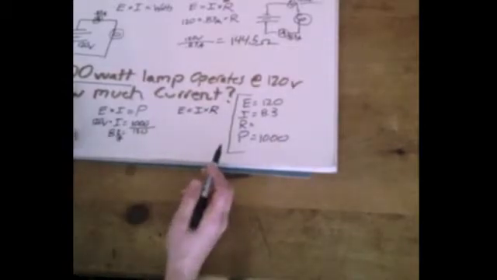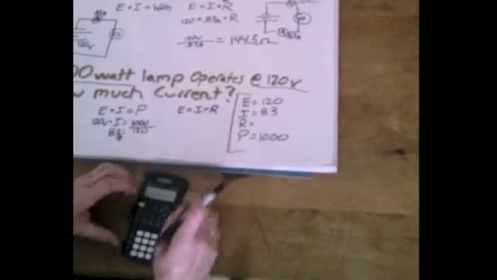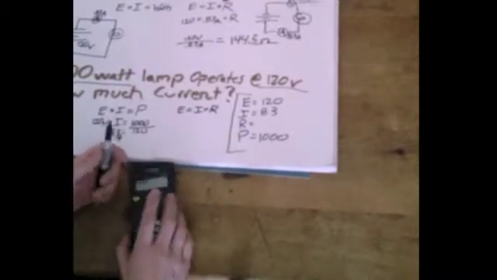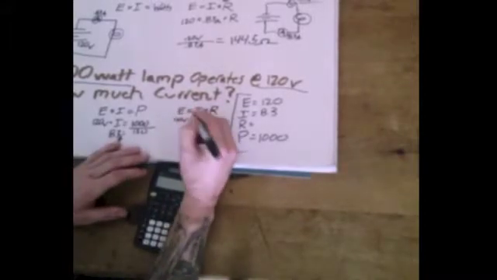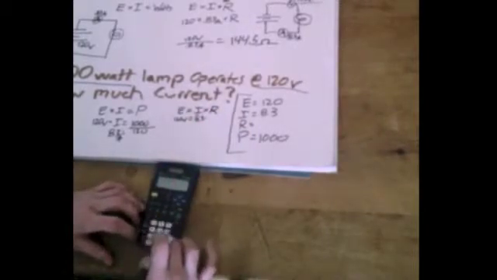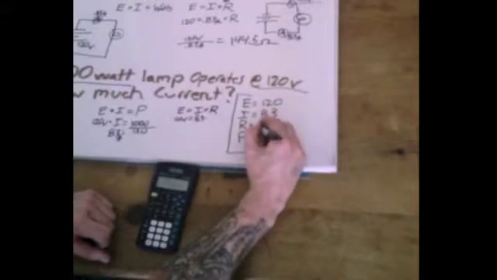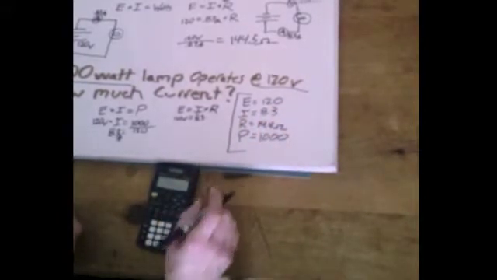See, in this we got these two values, and then we derive this value, the current value, and we can actually derive the resistance value too. So, and you can just do that the same way. 120 volts equals 8.3 times some number. So 120 divided by 8.3 will give you 14.4 ohms. Sweet. Moving on up.